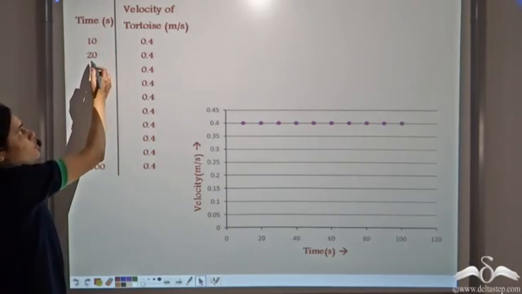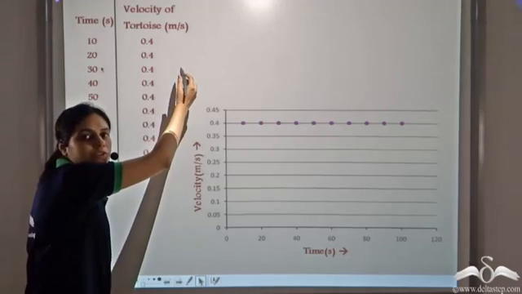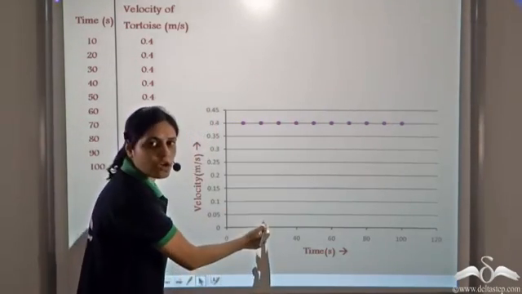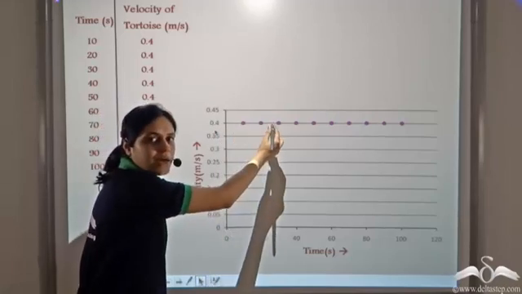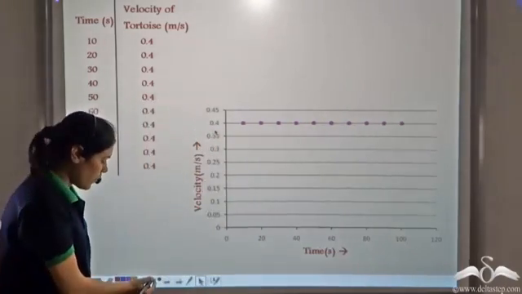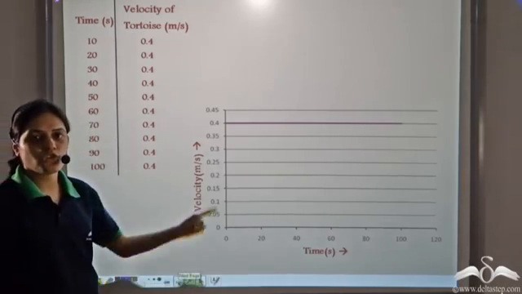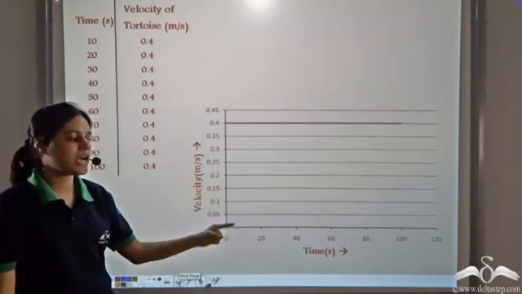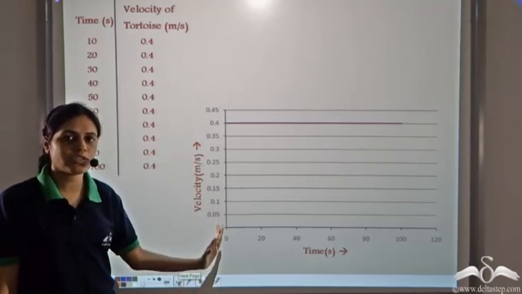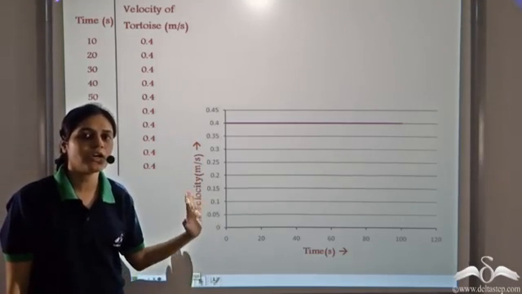At time equal to 20 seconds, velocity was 0.4 meters per second. So we mark a point corresponding to 20 seconds and 0.4 meters per second. This way, we mark all the points and then we join them to get the velocity time graph for tortoise. So this is what the velocity time graph for tortoise looks like.